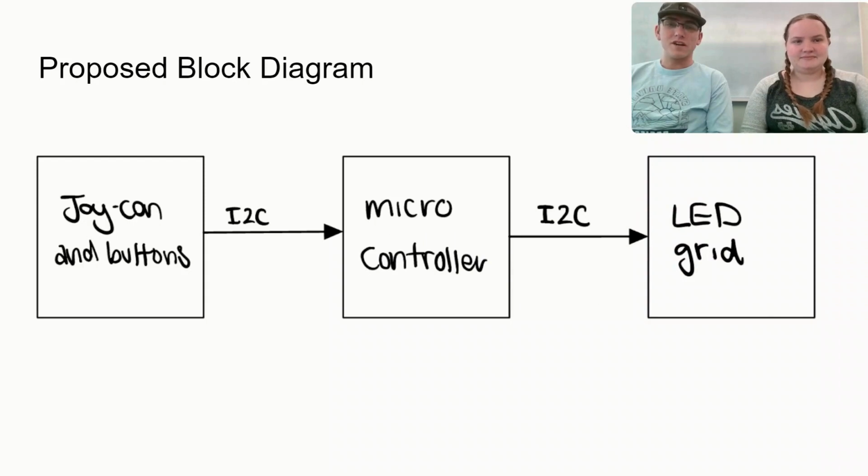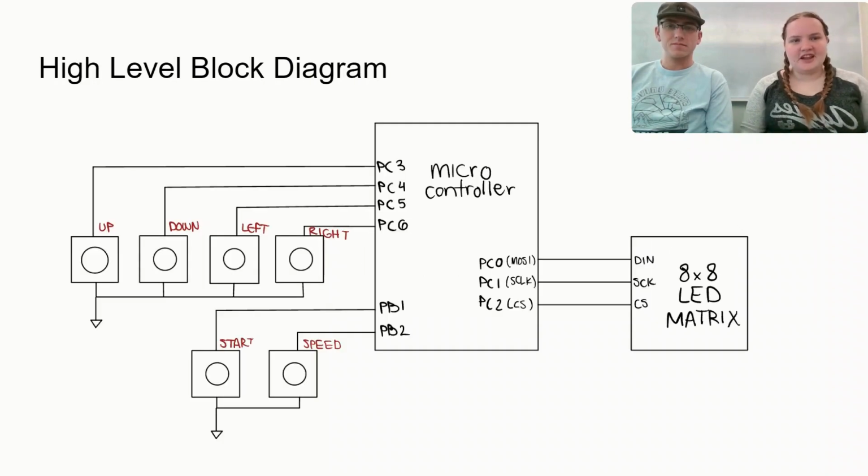This is the proposed block diagram for our initial design. As you can see, we have a microcontroller that's interfaced with an LED grid using I squared C, as well as interfaced with Joy-Con using I squared C. We decided to go with different designs due to constraints from our LED, so instead we decided to use SPI. Additionally, we decided that the design of using a Joy-Con for this game would be better if we used buttons instead. So this is our actual block diagram for our design.